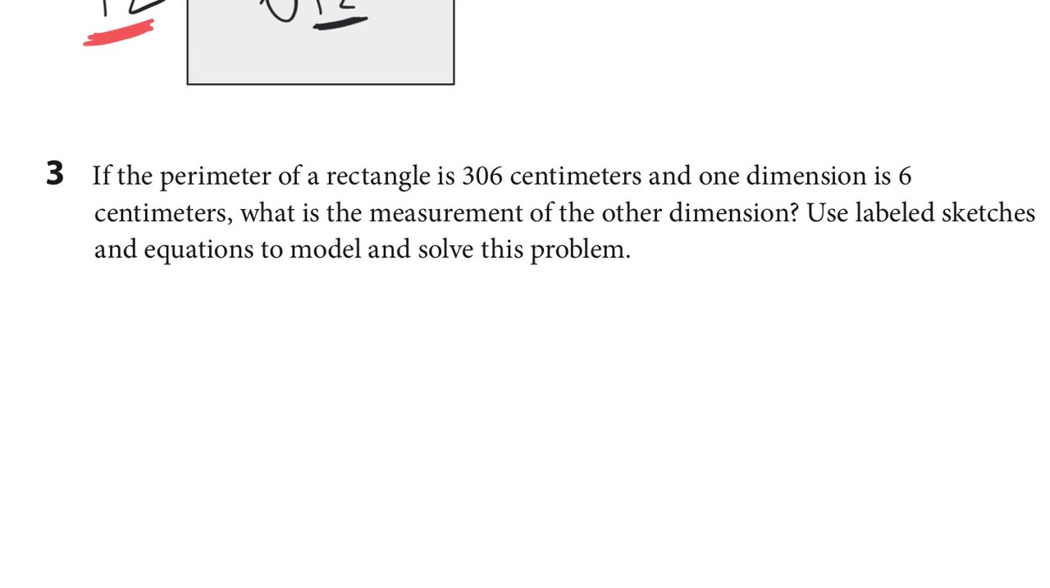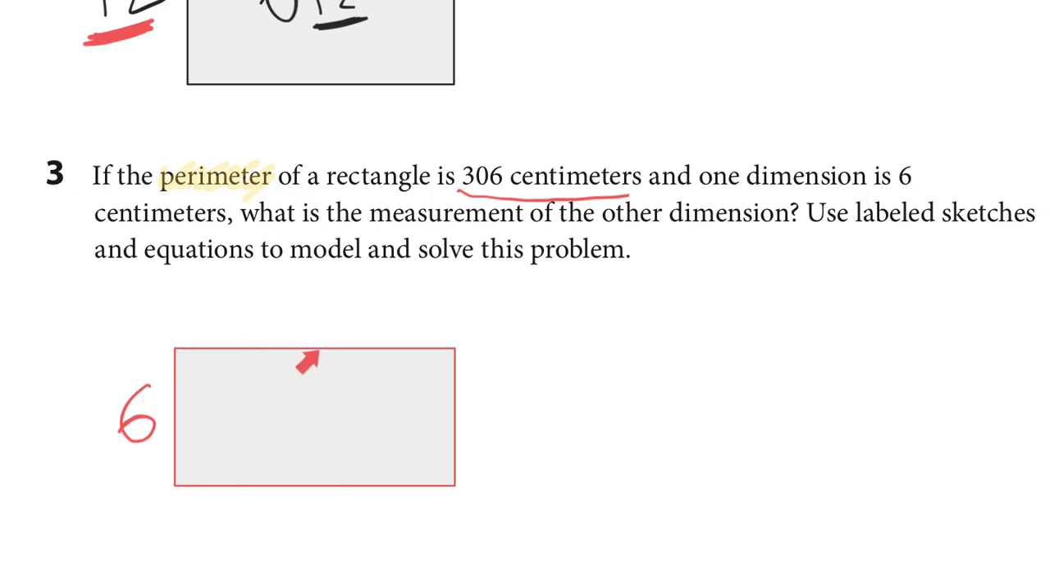If the perimeter of the rectangle is 306 centimeters and one dimension is 6. Now this is different because what did it say? Where's my highlighter? Perimeter. That is super important. So that is the distance around. So I'm now counting how long. If I add up all the sides, I get 306. One dimension is 6. Well, what does that tell us about the other side?